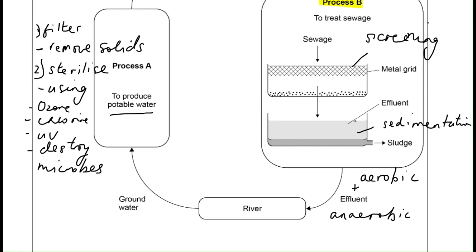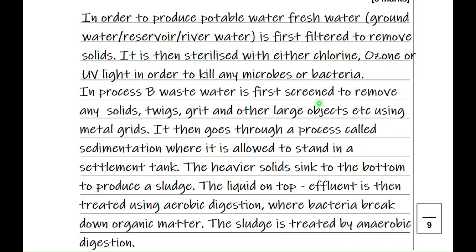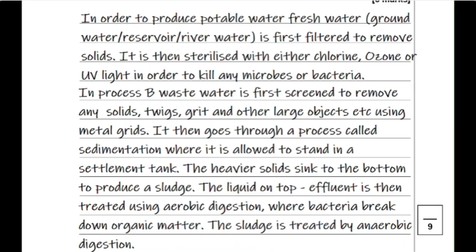In process B, wastewater is first screened to remove any solids, twigs, grit and other large objects using metal grids. It then goes through a process called sedimentation where it is allowed to stand in a settlement tank. The heavier solids sink to the bottom and produce a sludge. The liquid on top, effluent, is then treated using aerobic digestion where bacteria break down organic matter. The sludge is treated by anaerobic digestion. 6 marks. Back of the net. Over the page, question 4.